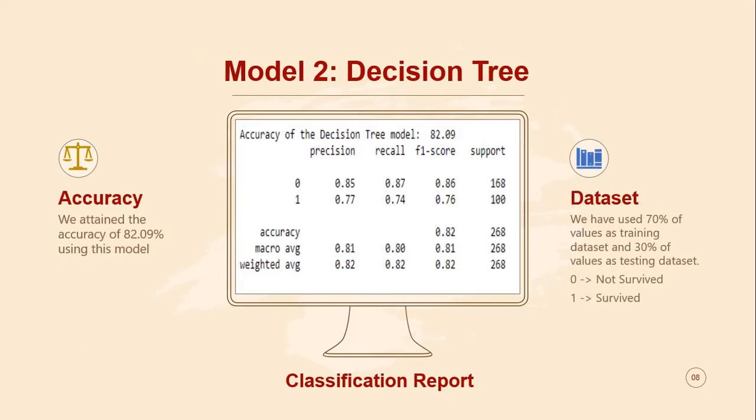The next model we have is the decision tree. We have attained an accuracy of 82.09% using this model. We have used 30% of our dataset as the testing dataset and the remaining 70% as the training dataset. Looking at the classification report of this model, we can see the precision, recall, F1 score, support, and accuracy of the survived and not survived population.